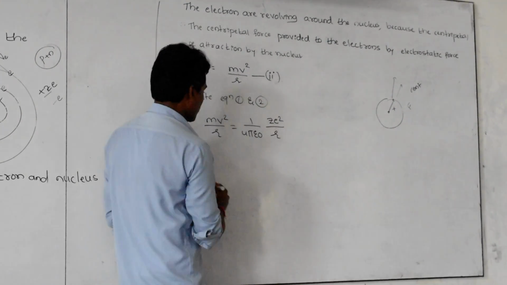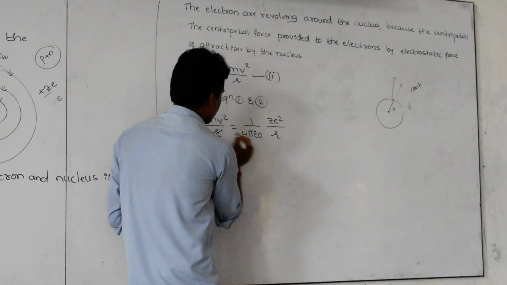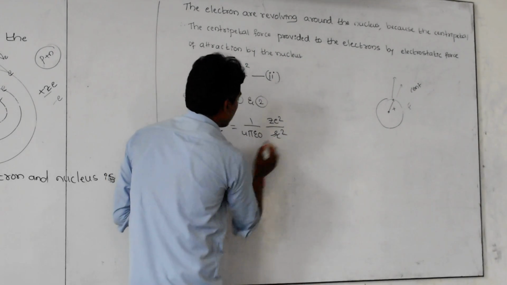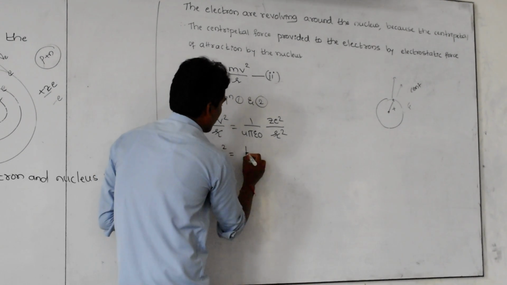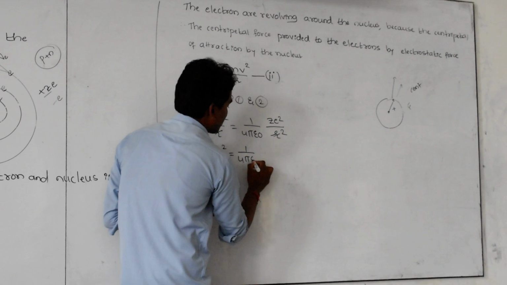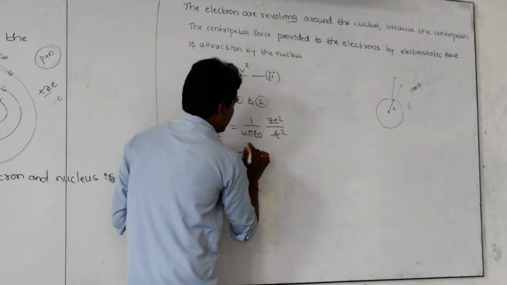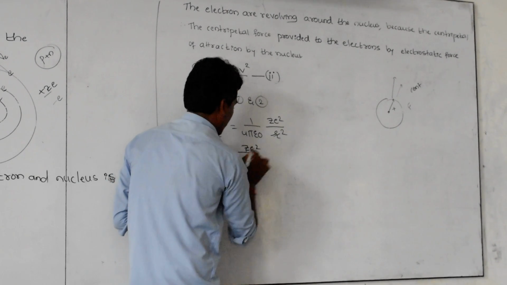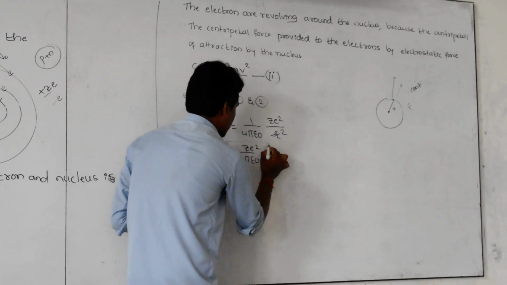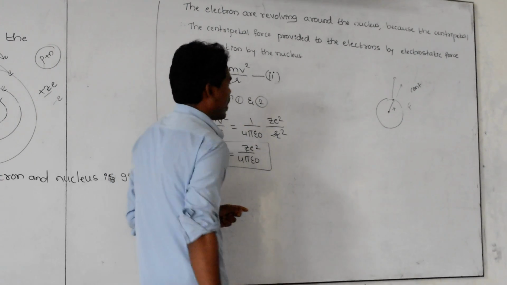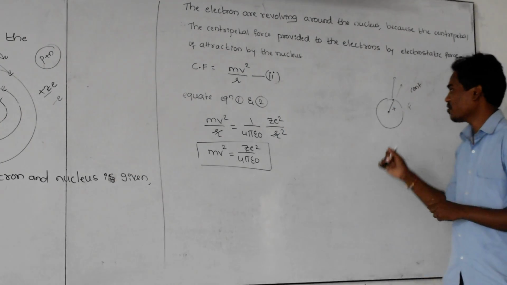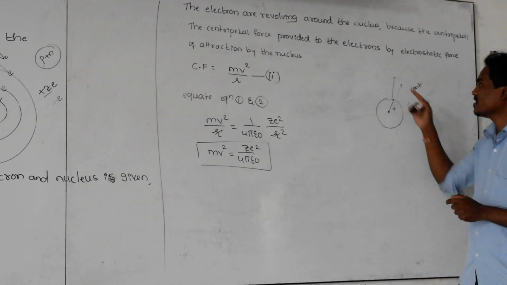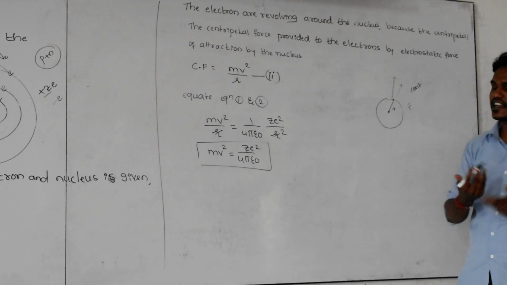Here r gets cancelled, since this is r square. So mv square is equal to the remaining 1 by 4 pi epsilon naught, Z into e square. Let us take this as mv square. And how to calculate the kinetic energy of these electrons? The electron is not at rest, it is moving continuously, in the sense it is having a velocity.